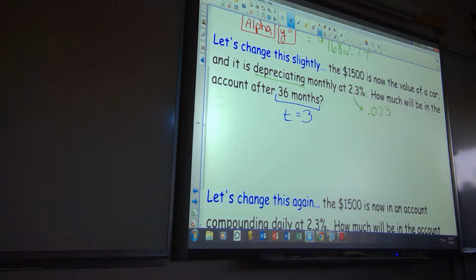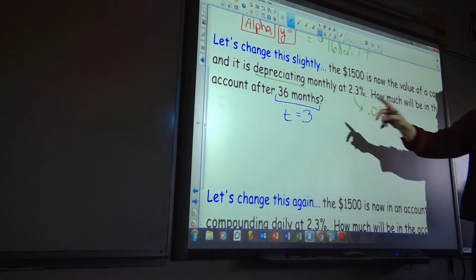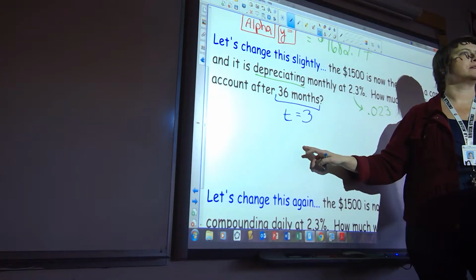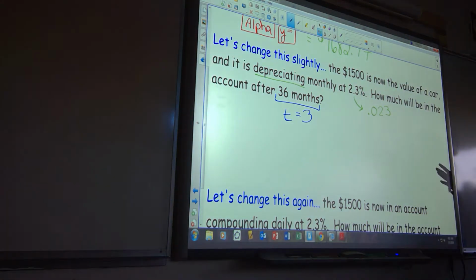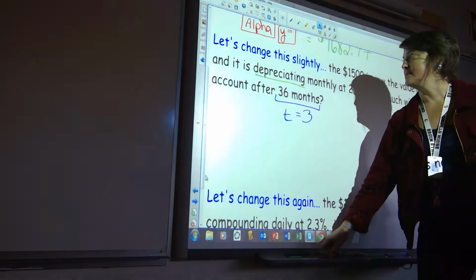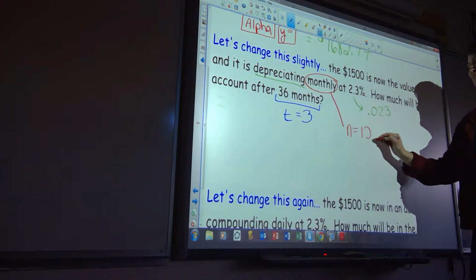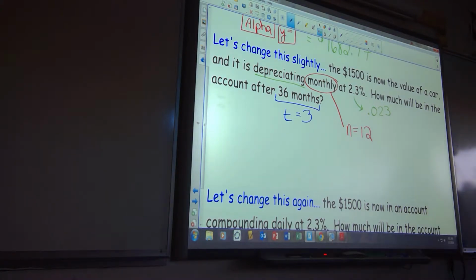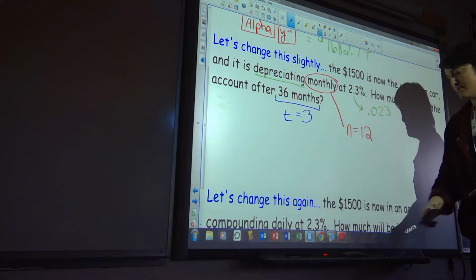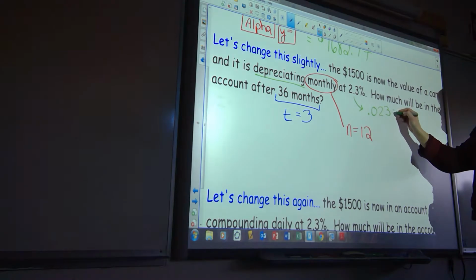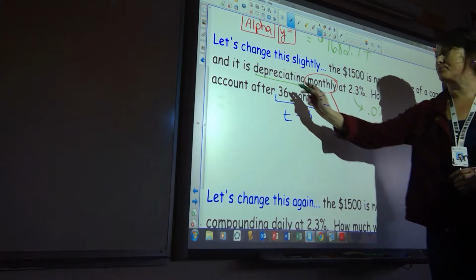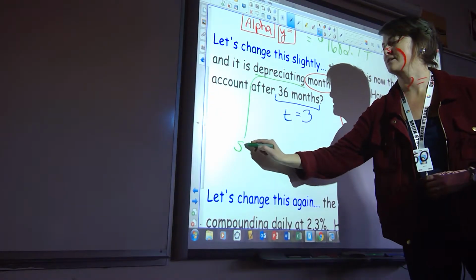Okay. I'm guessing you can set this up and plug it into your calculator without me guiding you through that. But just make sure that you always have your time in years. Yes, ma'am. If it says monthly, is it not going to be 12? Oh, you're right. I'm missing a piece. N would be 12. Thank you. Yeah, N would be 12. T is 3. R is 0.023. And the depreciating means to subtract in the formula.